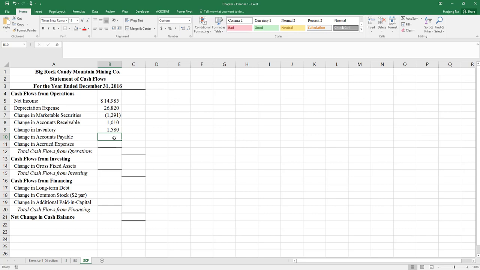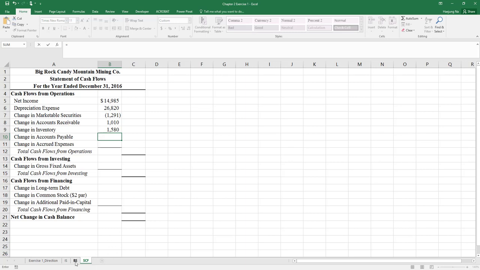And the next two items, change in accounts payable and change in accrued expenses, if you think about it, they are liabilities items. So more liabilities would mean that you haven't actually paid those expenses yet, or maybe you increased the amount of debt from your creditors, right? So it would have a positive impact on cash flows. So more liabilities, more cash flows. So proportional relationships. So no negative sign outside.